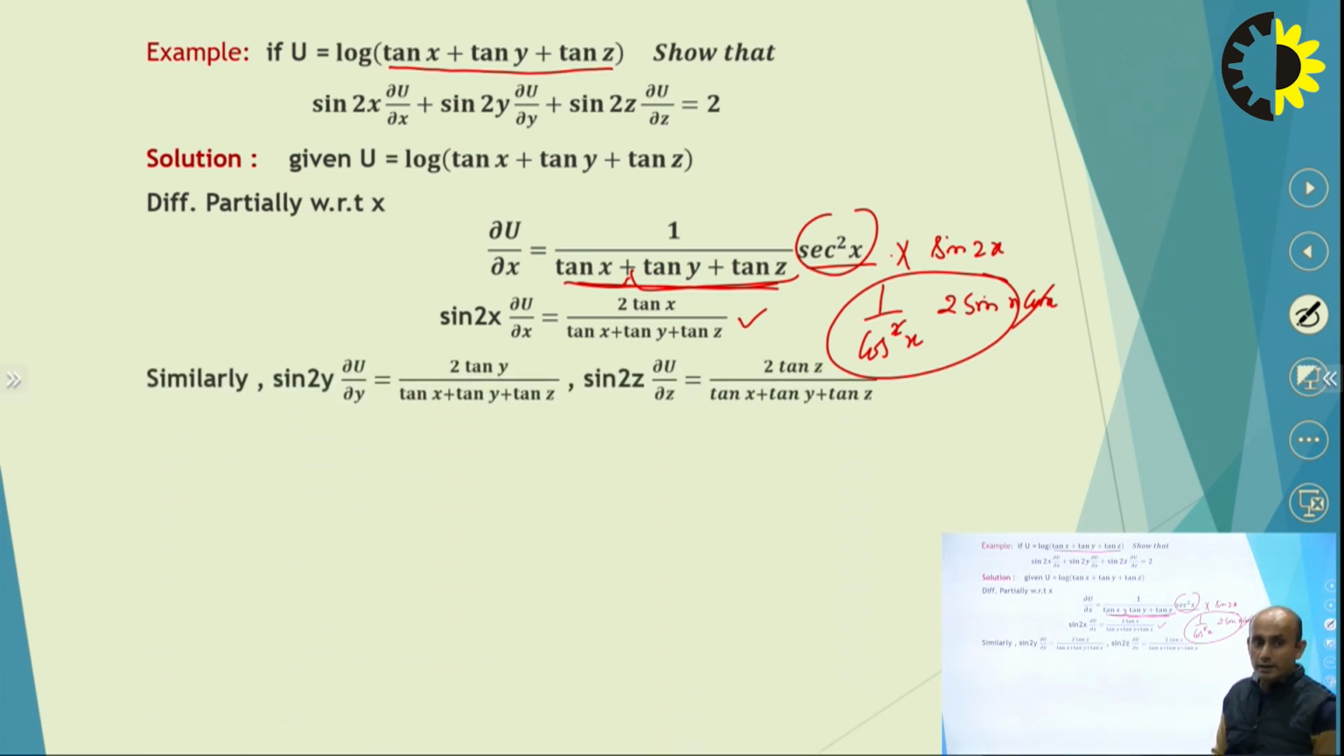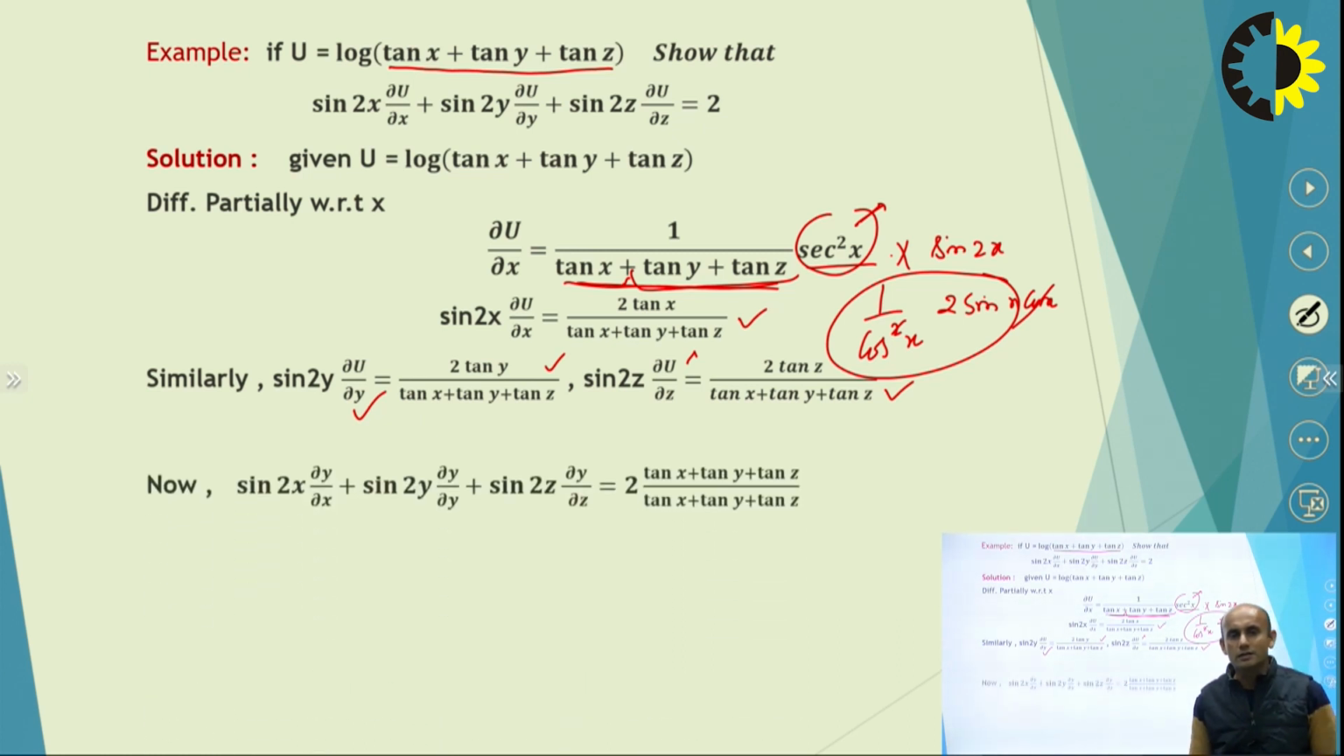And similarly, we have sin 2y del u upon del y. So in case of del u upon del y, this term will be sec square y. In case of del u upon del z, we have this term as sec square z. So we get sin 2y del u upon del y as 2 tan y upon tan x plus tan y plus tan z. And similarly, we have sin 2z del u upon del z, which equals 2 tan z upon tan x plus tan y plus tan z. So these are the values of sin 2x del u upon del x, sin 2y del u upon del y, and sin 2z del u upon del z.